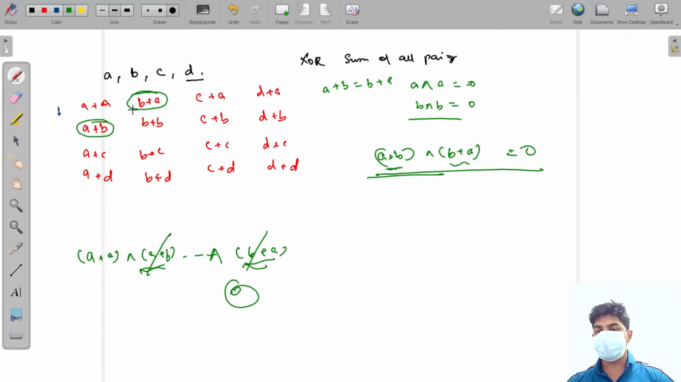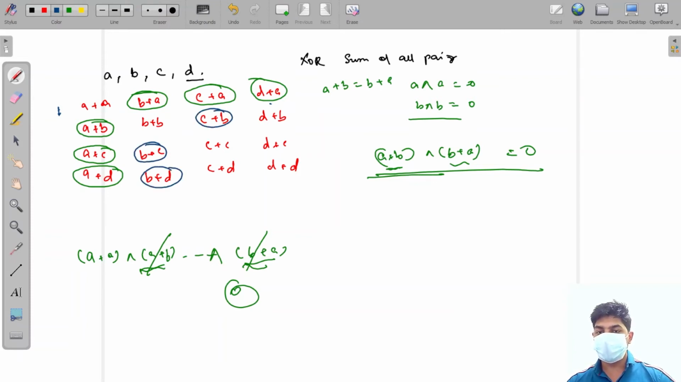So let's see if there are more such pairs which are cancelling out each other. If you look clearly, there are more such pairs. A plus C and C plus A are also there. A plus D and D plus A are also there. Now let's see, B plus C and C plus B are there.